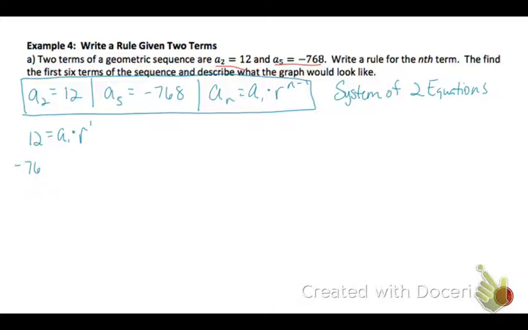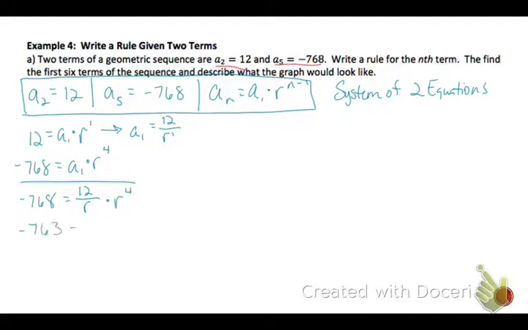And now using the fifth term that we know, we'll start with negative 768 equals the first term times the rate raised to the 5 minus 1, or 4 power. All right, here's my system of equations. I am going to use substitution, and so I'm going to solve for a sub 1. So a sub 1 equals 12 over r to the first. Now I'm going to take that value and plug it into my second equation.